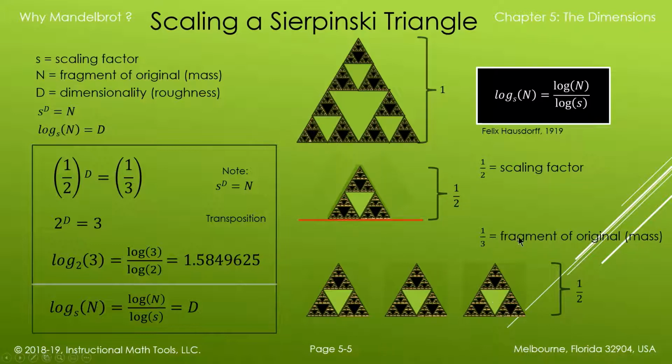So there the fragment or the mass is 1/3, which means you need 3 of them to go back to the original. And so over here the scaling factor is 1/2, the mass is 1/3, and this equates to this particular equation, which gives us log 3 over log 2, which is 1.584, and so on. What that says is the dimension of the Sierpinski triangle is 1.58496. Right there. Very interesting.